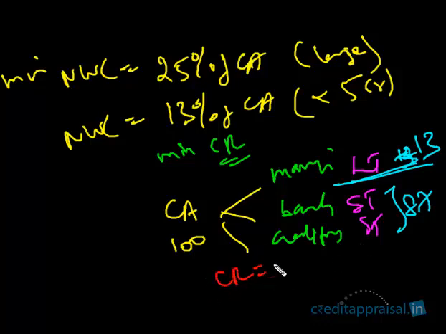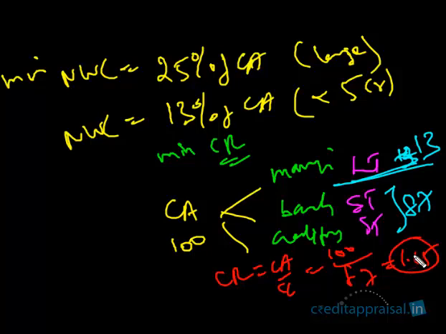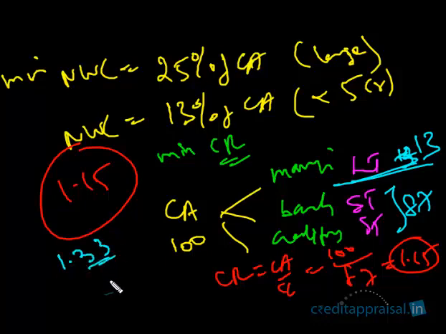Current ratio is current assets by current liabilities. Total current assets 100, current liabilities 87. You do the math, you will get around 1.15. So this is another common ratio. You see this in practice, right? Banks will be saying for large borrowers current ratio should be minimum 1.33. For small borrowers current ratio should be minimum 1.15. So this is how it is derived. Like this you can calculate for any combination. So please be clear on the concept.